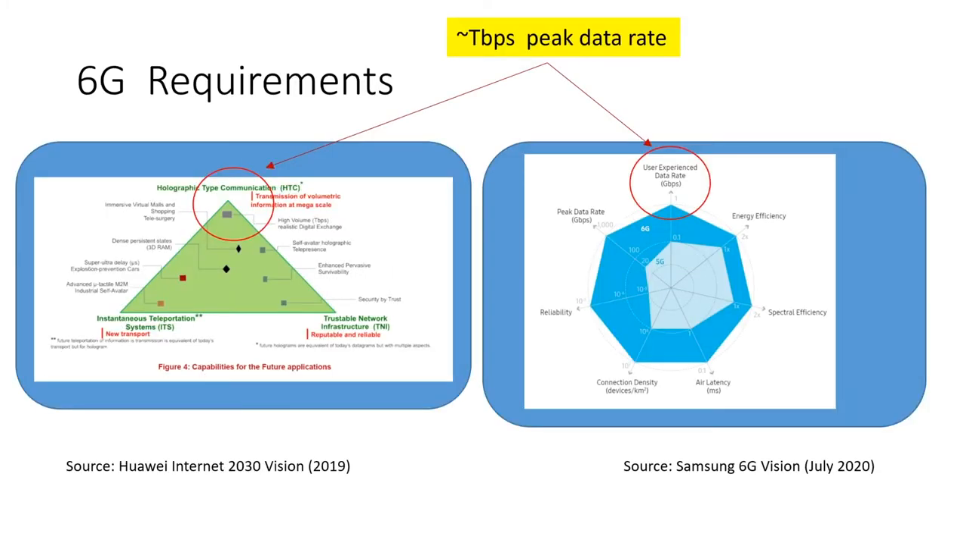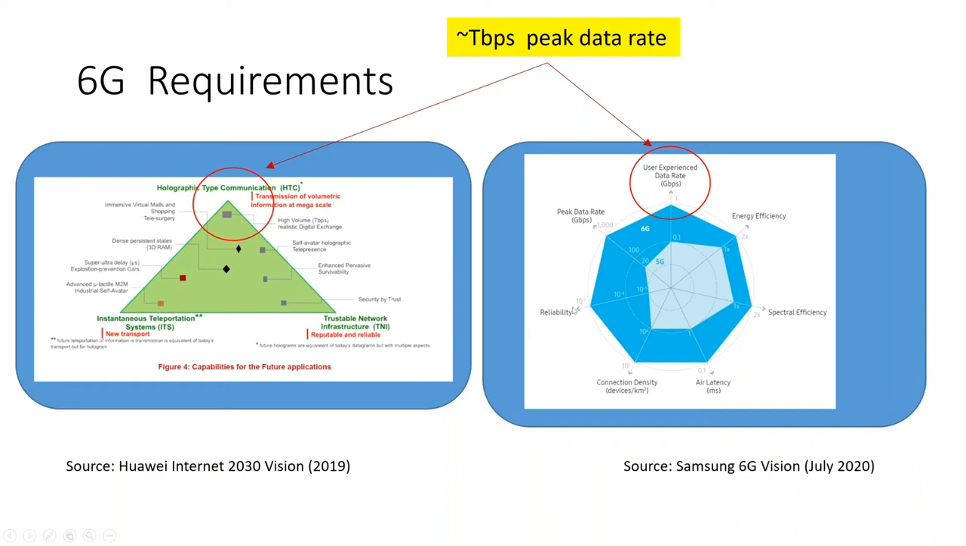So I just used here as an example some examples from industry, Samsung and Huawei. So Samsung's 6G vision came out in July 2020. I was involved in developing the 5G vision, so it was interesting to see what the 6G vision was going to be. And this is Huawei's Internet 2030 vision, which also includes 6G.